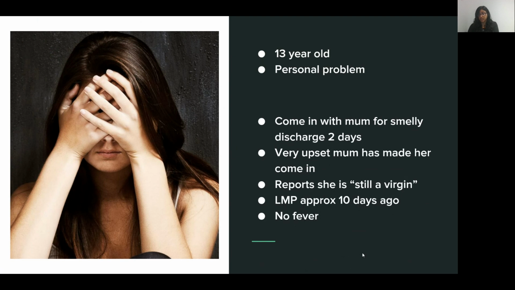So the last period was 10 days ago, and she reports she's still a virgin. So very unlikely that she'd be pregnant. I'd still do a pregnancy test. She's not got any fever. She's not systemically unwell. Her observations are normal. She's walking independently, moving all four limbs, no obvious neurology, which is what I describe as a well child. Any comments, questions, thoughts?